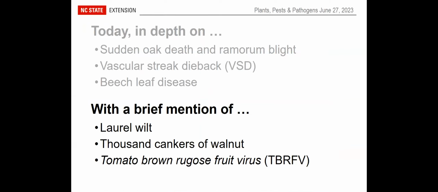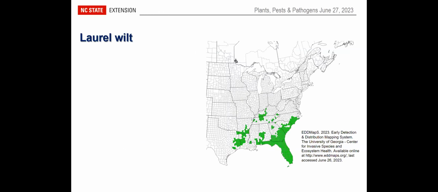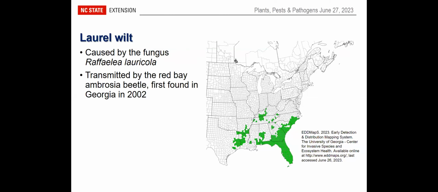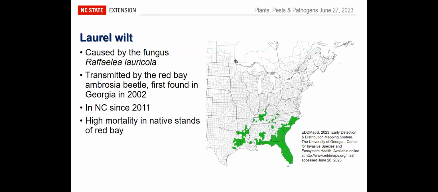Very, very quickly though, since it is 11:30, I'll mention three that you may have heard of and be thinking about in terms of invasives here. Laurel wilt is another fungal disease, caused by Raffaelea lauricola. It's transmitted by the red bay ambrosia beetle, first found in Georgia in 2002, and has been in North Carolina since 2011. I think it's exclusively in the southeast part of the state. It's caused high mortality in native stands of red bay. Millions of red bay have been killed by this fungus in the US.